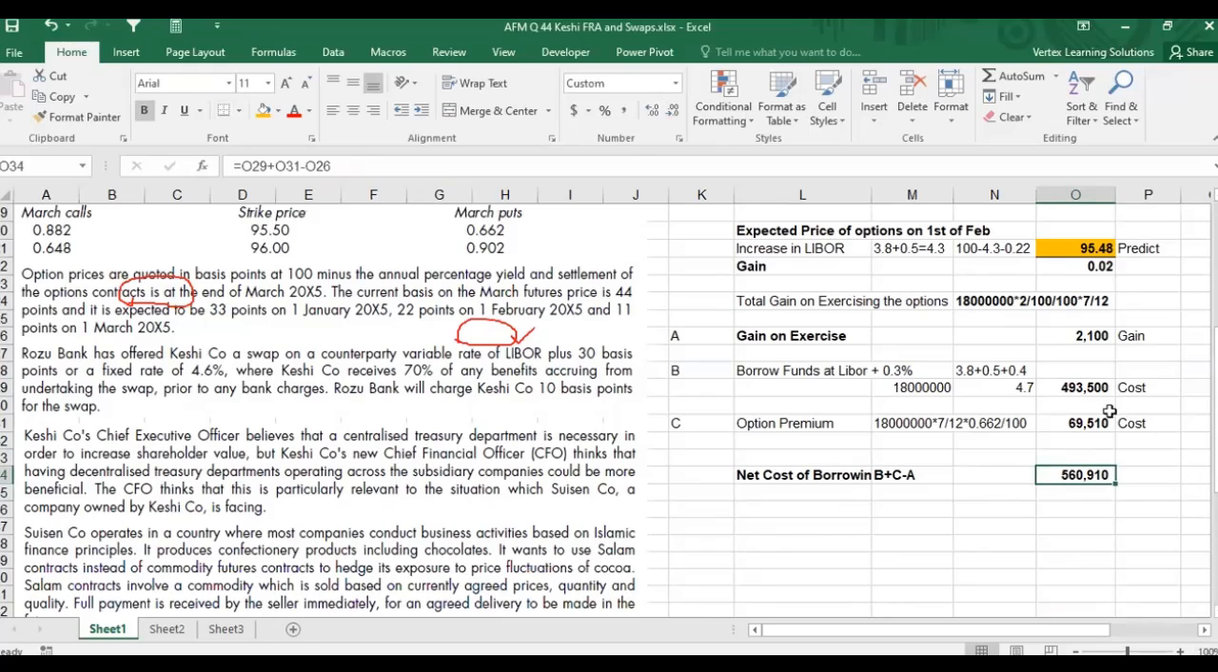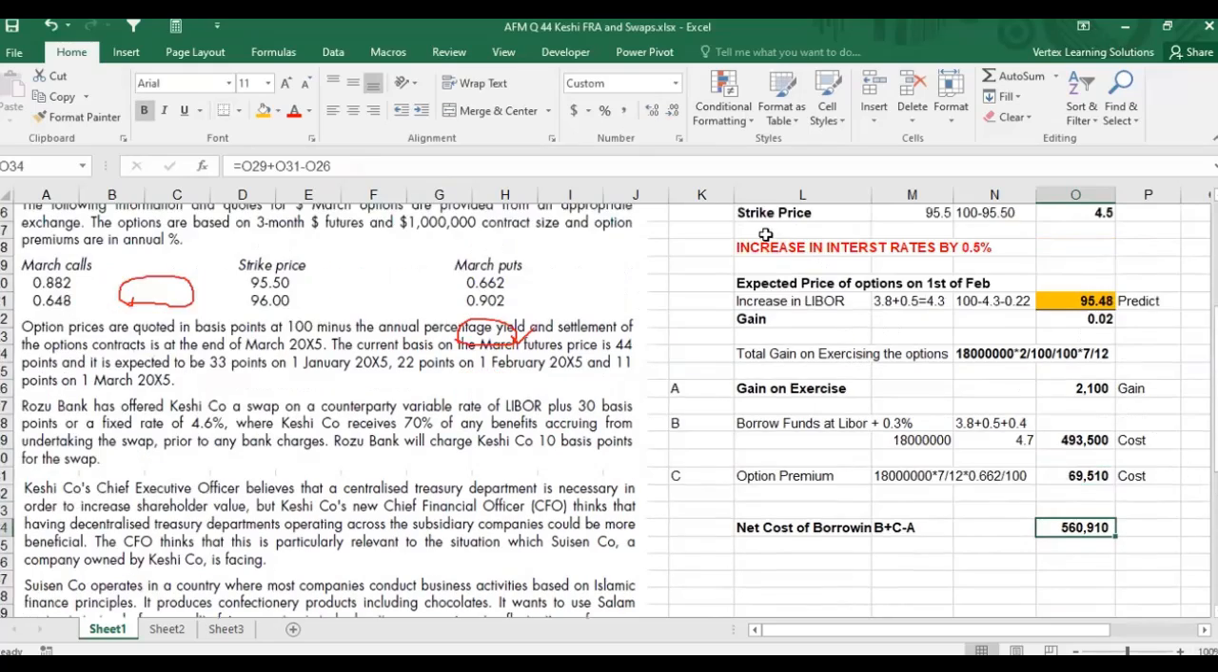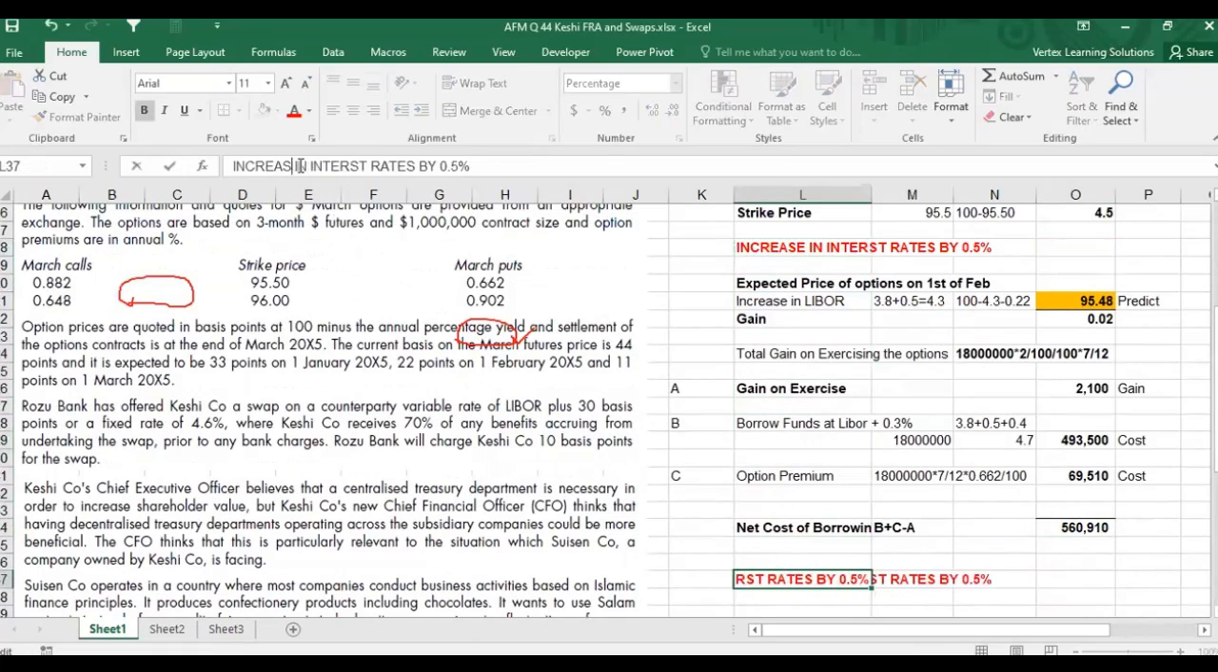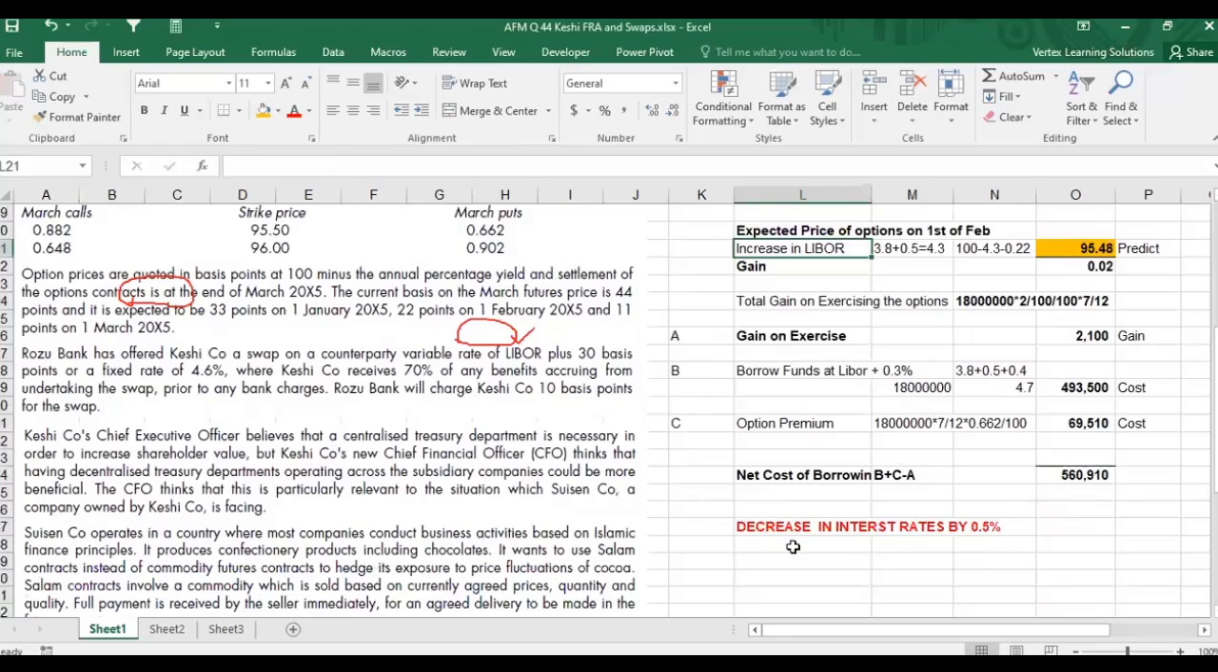Now, if we go back to the same thing, let's suppose that we say not an increase, but a decrease. A decrease in interest rate by 0.5, because interest rates can move in both directions. So if that happens, your new LIBOR would be how much? It would be 3.8 minus 0.5.